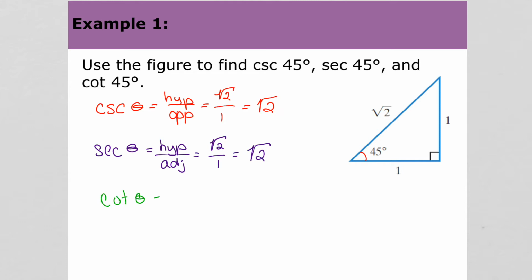And cotangent is the adjacent over the opposite. The adjacent is 1, the opposite is 1. So cotangent of 45 degrees is 1.